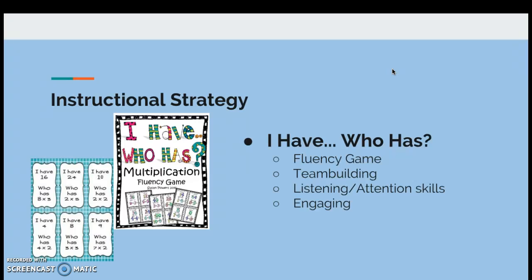Students are using team building skills in order to participate in this game, and they are required to know the skill that is being used in the game, whether it's multiplication or division.